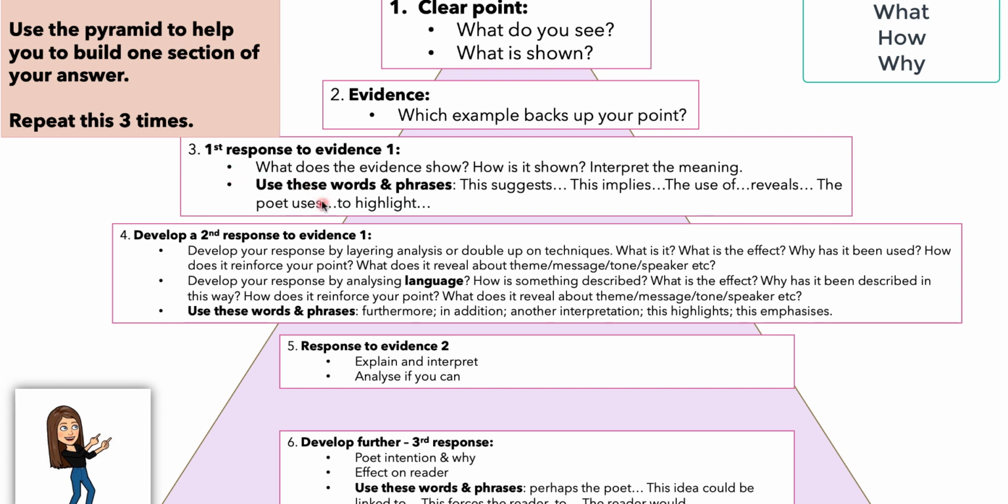In terms of your first response to your evidence, think about what your evidence shows, how is it shown, and try to interpret the meaning in a personal way. I've given you some words and phrases to help you to develop your interpretation: this suggests, this implies. Then you want to develop your second response, so layer your analysis and double up. Like I said, always start with your strongest technique in your strongest quotation in your appeal. Say as much as you can, try and say 2 things. And then you can move to your second strongest quotation and try and say a minimum of 1 thing about it, but you could replicate this and say 2.